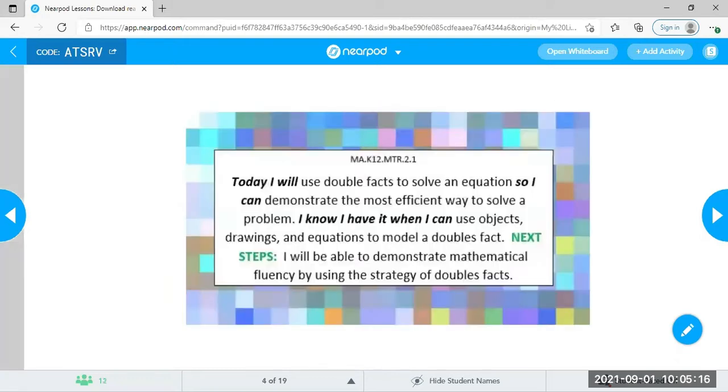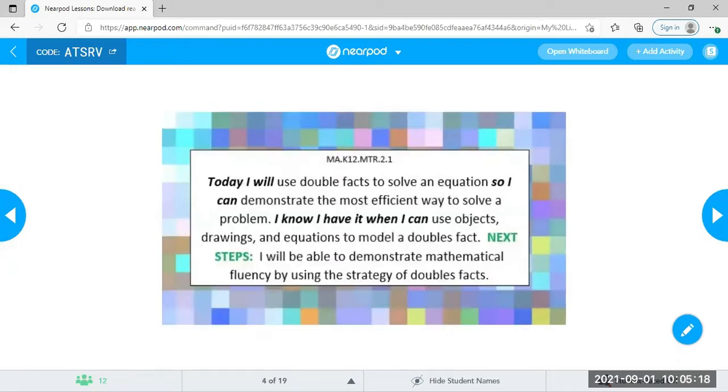What are we doing today? This is what's called our learning target, and this is what we'll be learning. So I'm going to read it. Today, I will use double facts to solve an equation so I can demonstrate the most efficient way to solve a problem. I know I have it when I can use objects, drawings, and equations to model what's called a doubles fact. Super easy. You're going to love it.